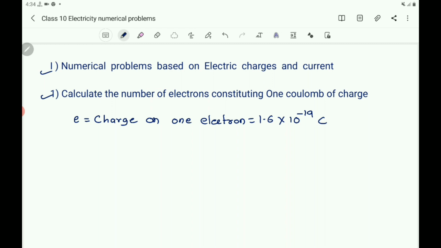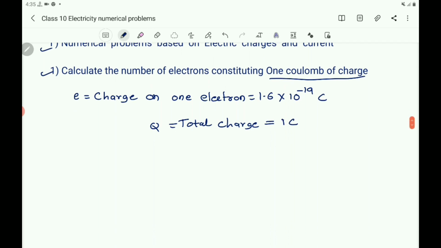Here let us consider 1 coulomb of charge is there. So the total charge Q is nothing but the total charge, 1 coulomb, so you take 1C. Then how do you find the number of electrons? So let us take n equals the number of electrons.